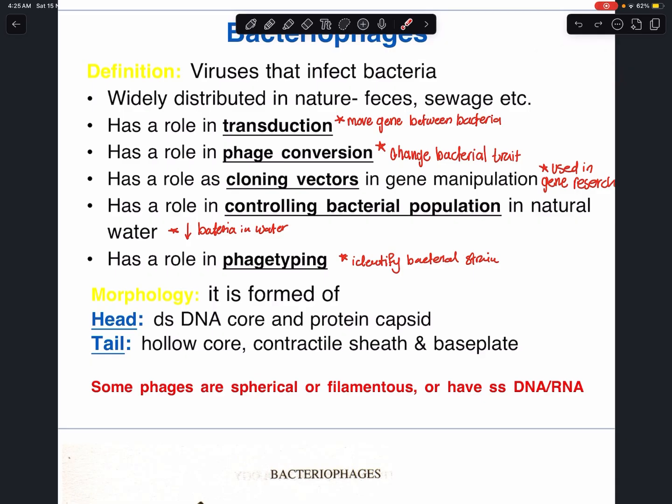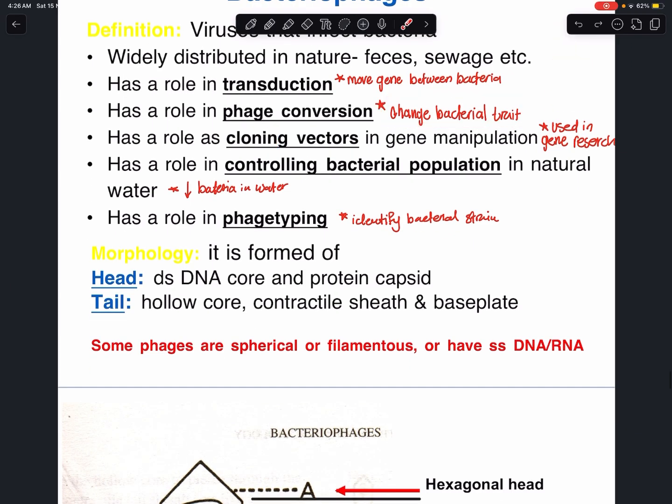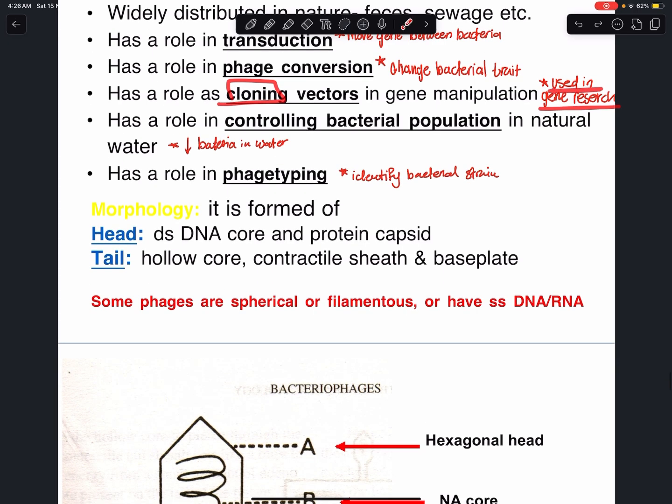So yes, the virus goes into a bacterium, takes the genetic information, goes to another bacterium, and puts it in, okay? In phage conversion, it changes the bacterial trait. So yeah, it gets in, changes the bacteria, then leaves. Cloning vector, used in gene research. Control bacterial population, decrease bacteria in water. Phage typing, identify bacterial strain by phage typing.